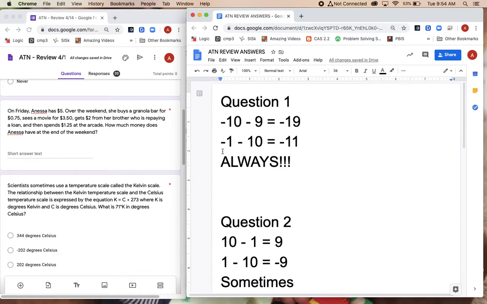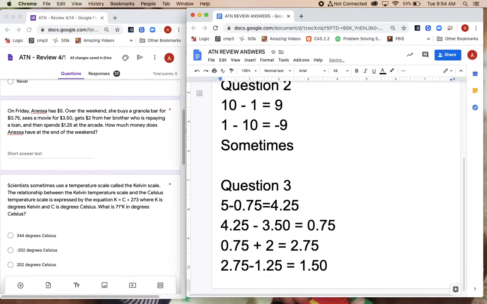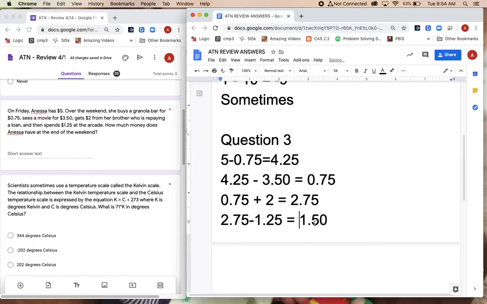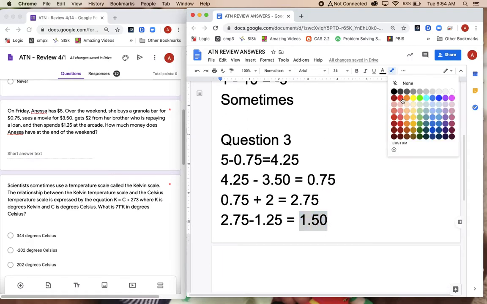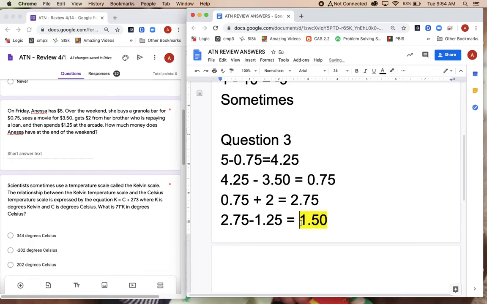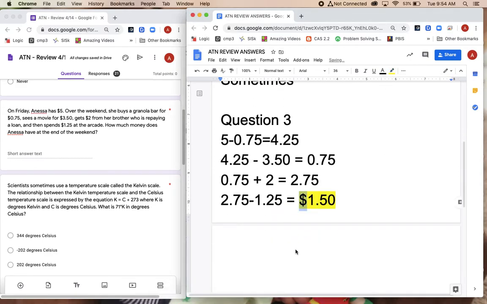Okay, so you just need to make sure, are you adding, are you subtracting, are you losing money, or are you gaining money? Okay, so your final answer is $1.50. Also, I marked you wrong if you didn't put your dollar sign because you need to have labels. They are important. Okay, cool.